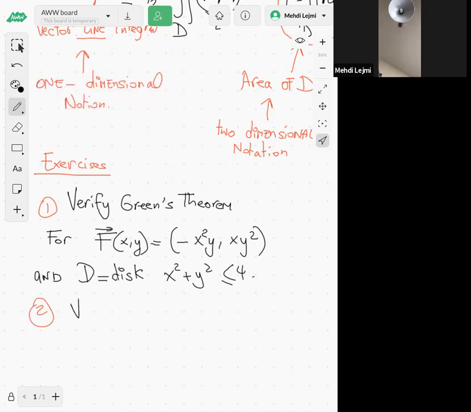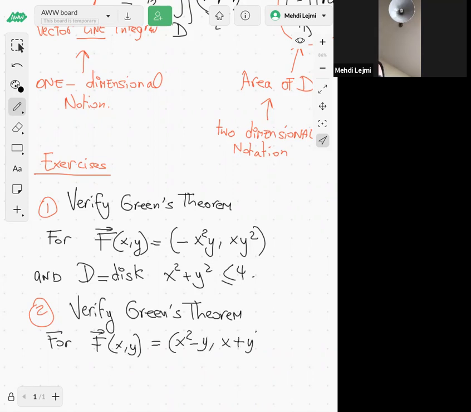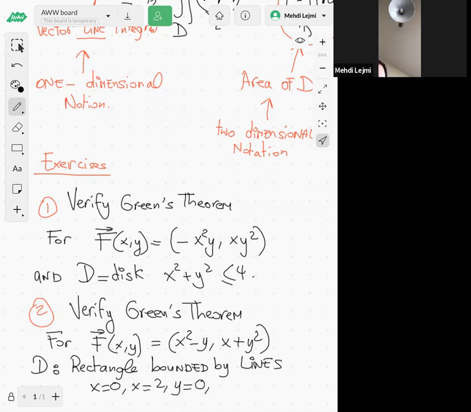Let's say you want to verify Green's theorem for F equals to x squared minus y, x plus y squared, and D is a rectangle bounded by the lines, say x equal to 0, x equal to 2, y equals to 0, and y equals to 1. Okay. And the last exercise.